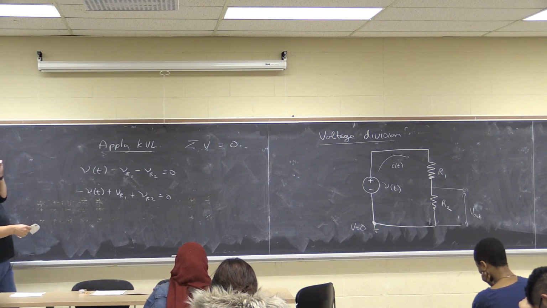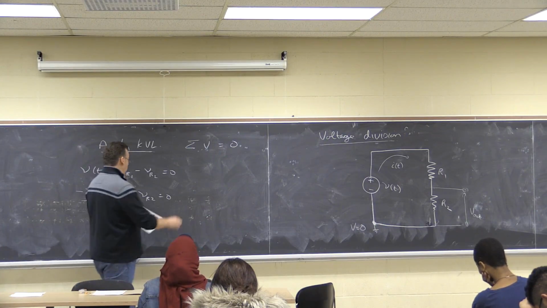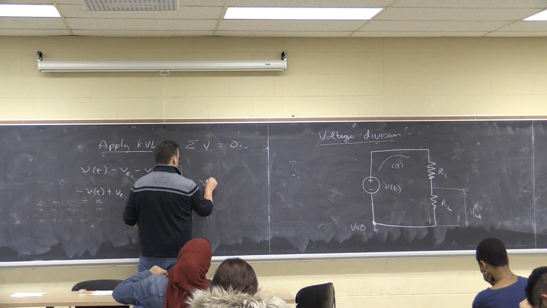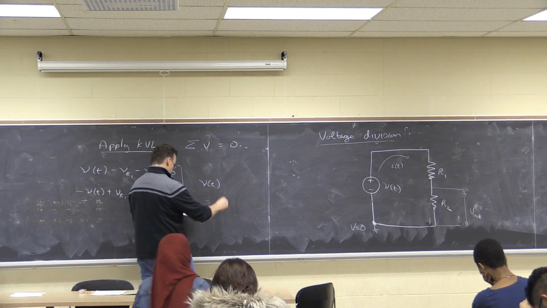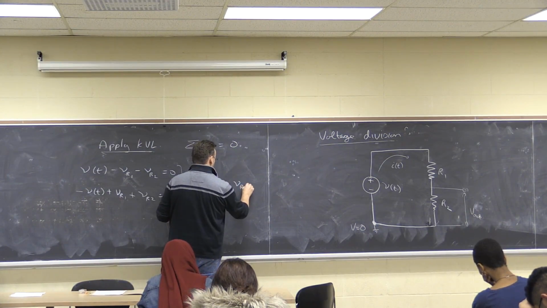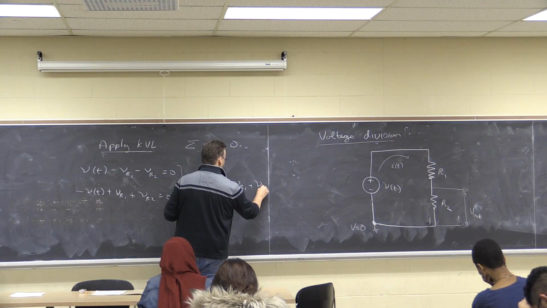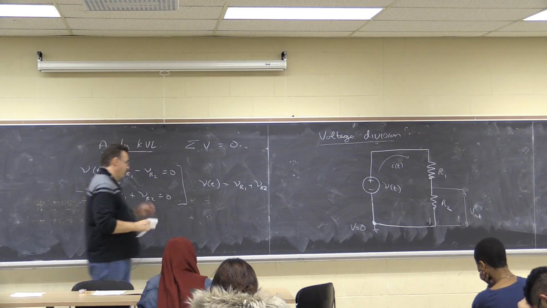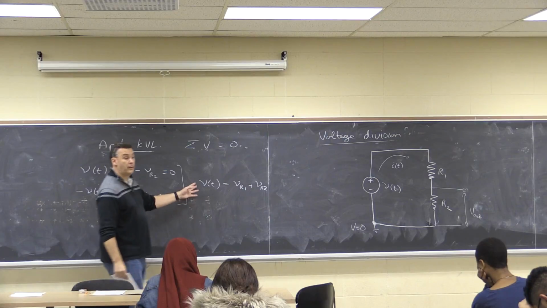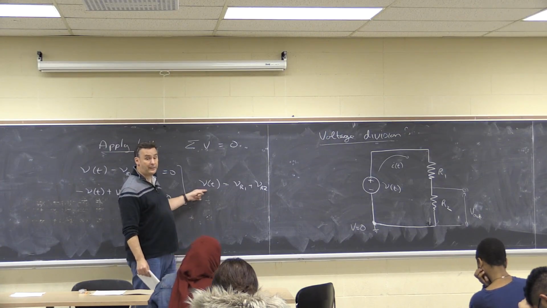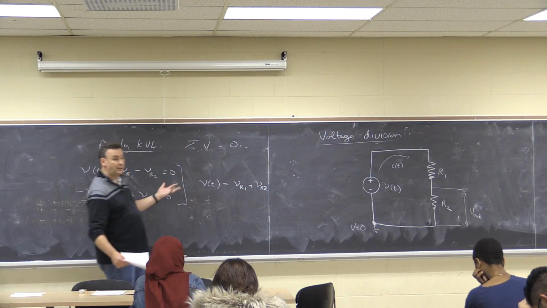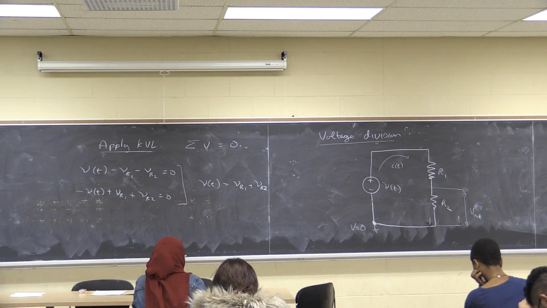Anyway, whichever approach you use here, you get V of t equals V across R1 plus V across R2. And that's another way of writing it. The voltages due to the batteries equal the voltages dropped due to the resistor. So all 3 approaches give the same equation.